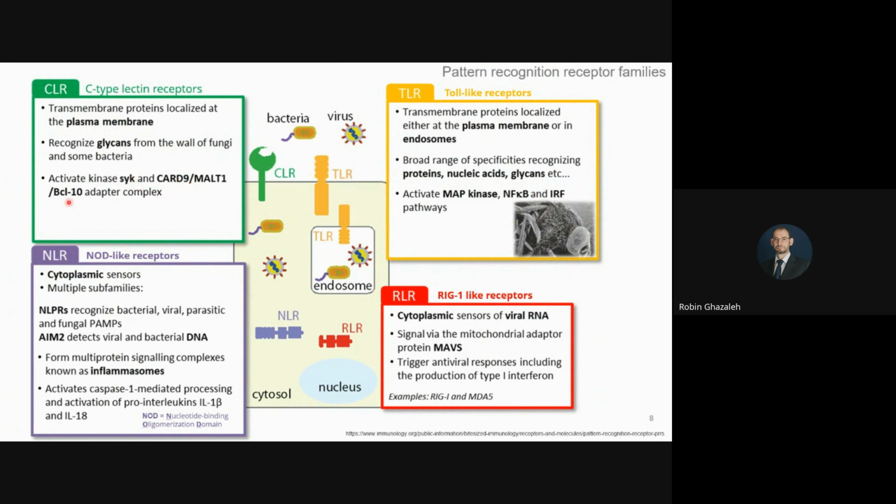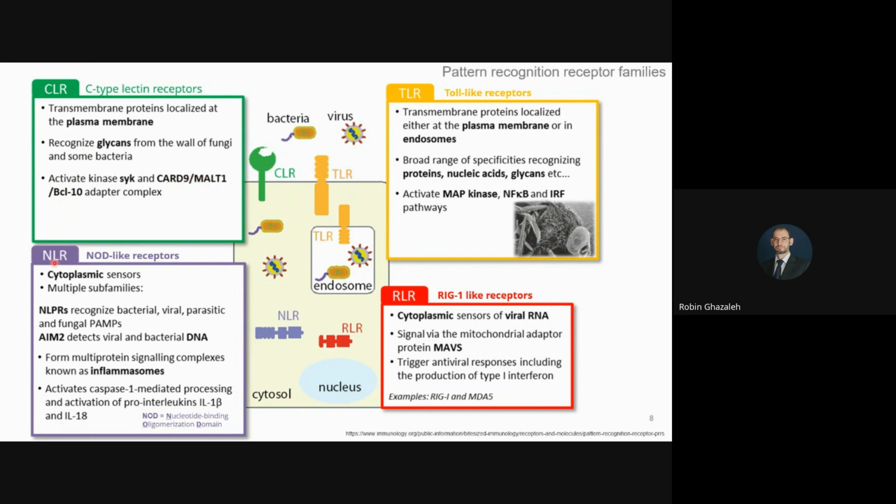Activation via a kinase called Syk and the CARD9, MALT1, BCL10 adapter complex. BCL10, you perhaps remember that BCL is a class of proteins very important in apoptosis, and this complex actually associates with the mitochondria. So mitochondria actually do many things, have many roles in addition to the role you study in introductory biology, which is in energy production. It's also involved in this innate immune signaling pathway.